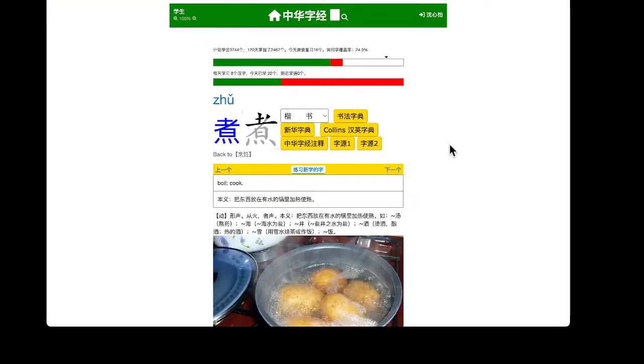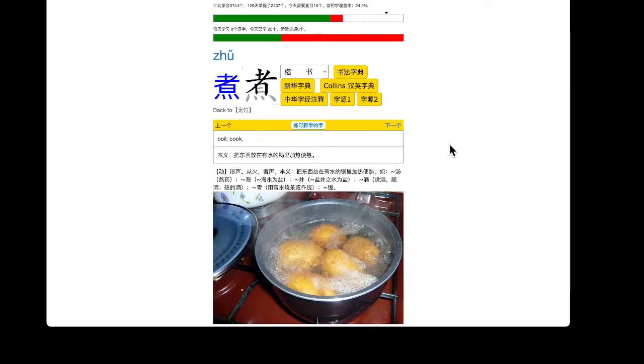Next one, 煮. 煮 is a very simple cooking method. Basically, you boil the food to cook it. It's that simple. This is called 煮.